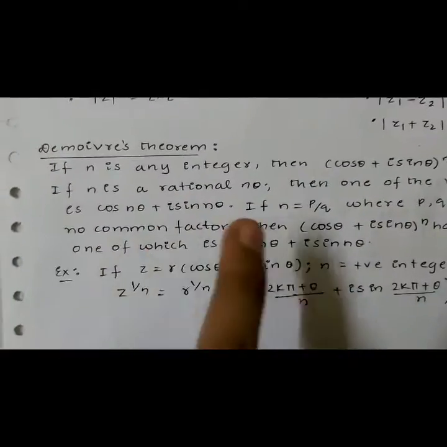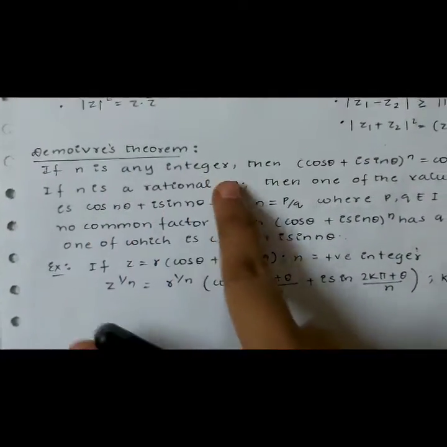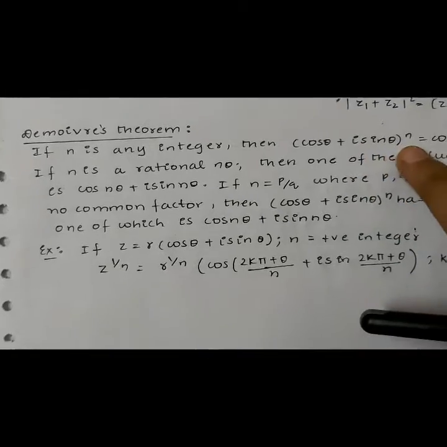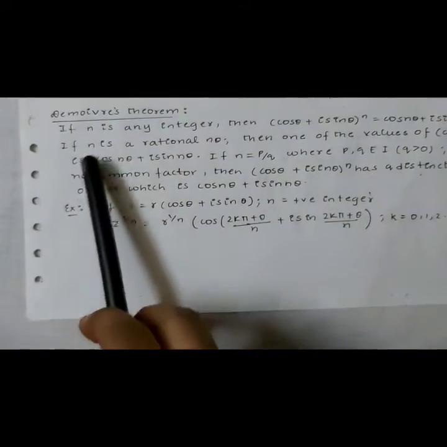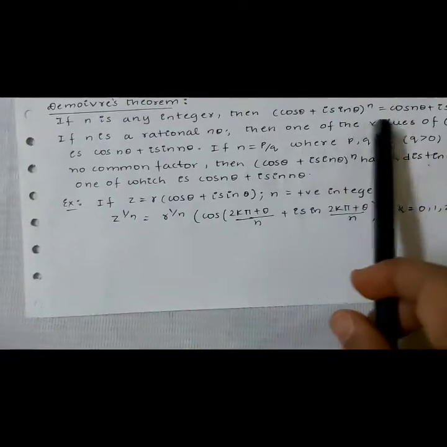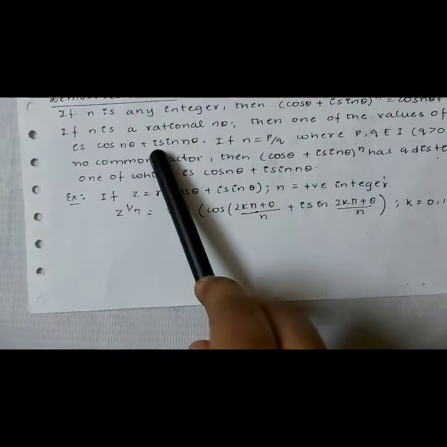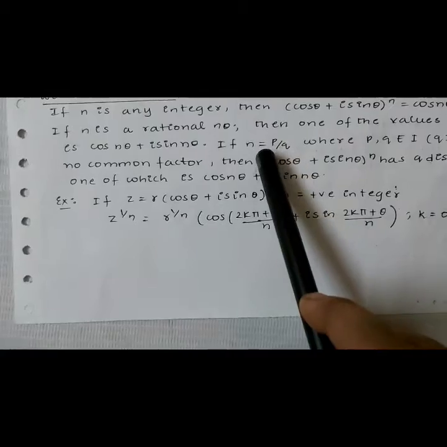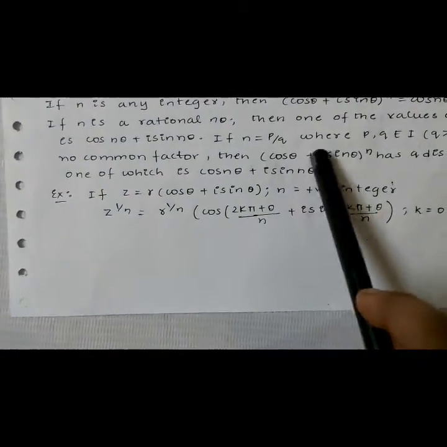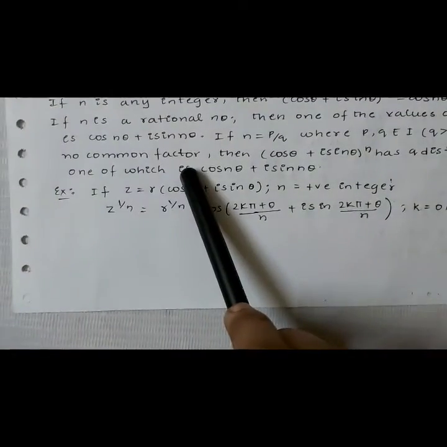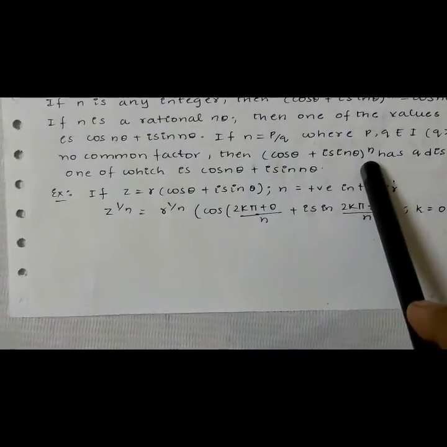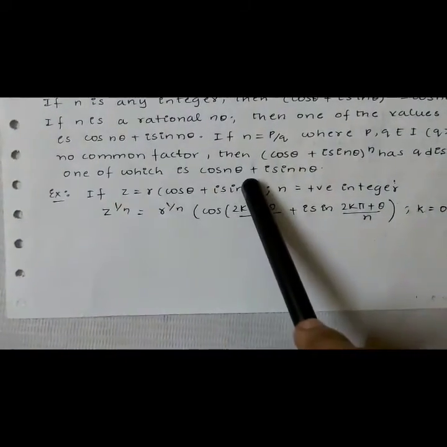Now let us see De Moivre's theorem. If n is any integer, then cos theta plus i sin theta whole power n is cos n theta plus i sin n theta. If n is a rational number, then one of the values of cos theta plus i sin theta whole power n is cos n theta plus i sin n theta. If n is of the form p by q, where p and q belong to integers and q is greater than 0, p and q have no common factor, then cos theta plus i sin theta whole power n has q distinct values, one of which is cos n theta plus i sin n theta.